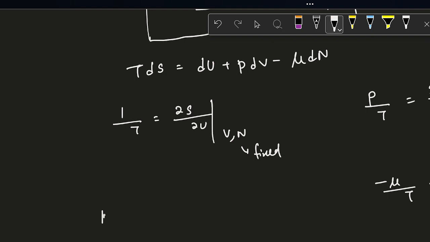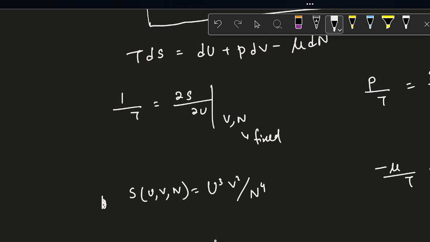So firstly, your S of U, V and N is equal to U cube V squared by N to the power of 4. So first of all, 1 by T gives you del S by del U. So you get the derivative with respect to U, it is 3U squared. Then the other two are constant, so they are not a part of the derivative, they just remain as constant. So it gives you 3U squared V squared by N to the power 4. Similarly, P by T is the derivative del S by del V. So it is simply 2 U cube V divided by N to the power 4, with the other two as constants. So N and U remain as they are.